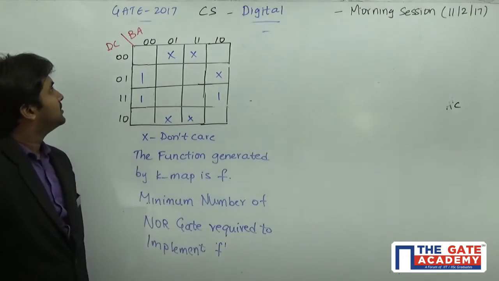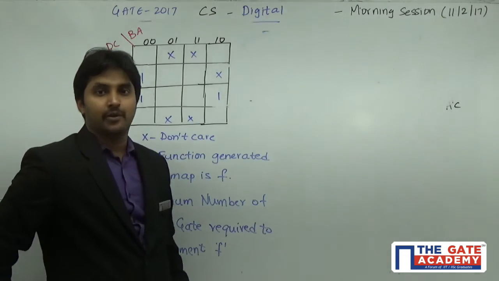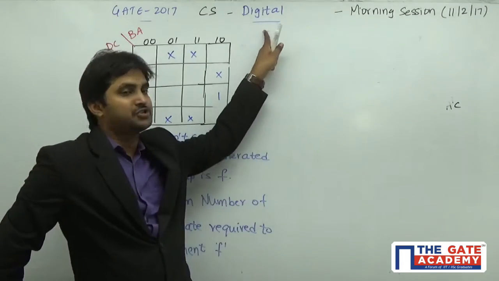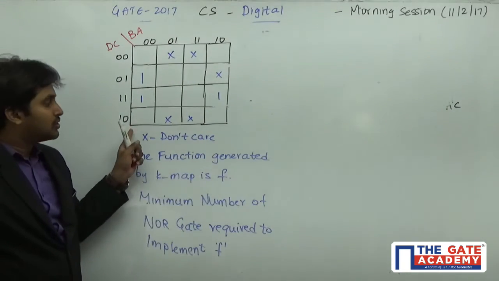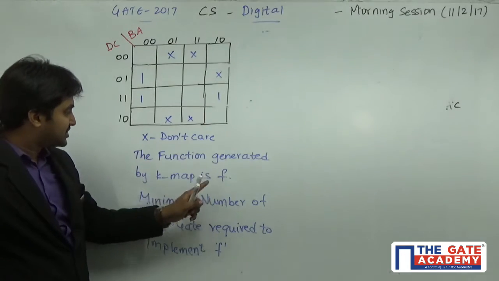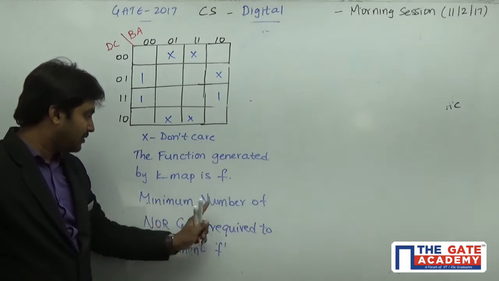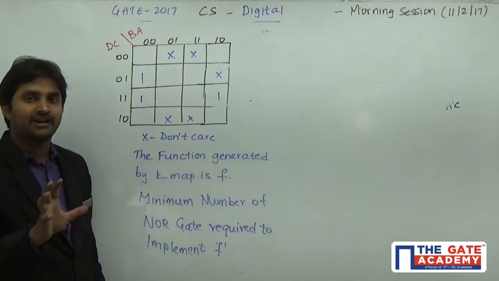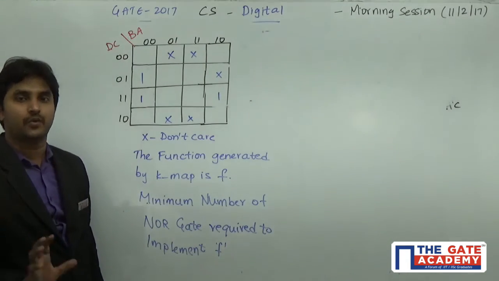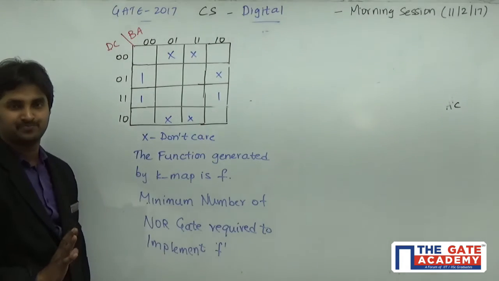Hello students, this question is from GATE 2017 Computer Science morning session and the topic is digital electronics. A question has been asked based on K-map. The function generated from the K-map is f. What is the minimum number of NOR gates required to implement f? So we have to write the minimum number of NOR gates required to implement this particular function f.